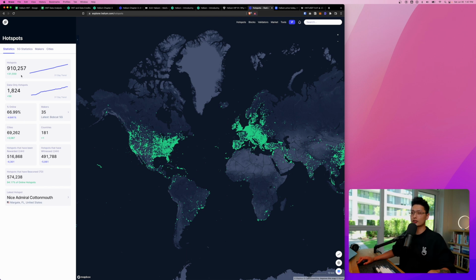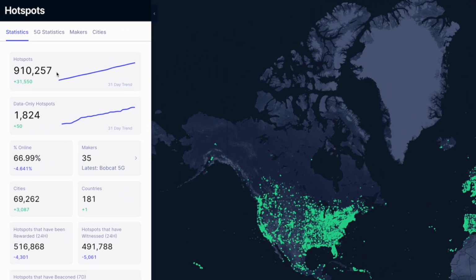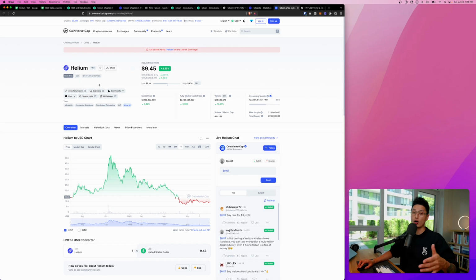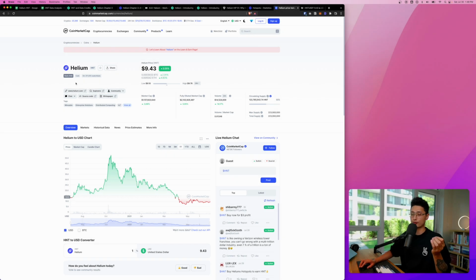With that said, currently we have around 910,000 miners globally. And out of all these 900K, 66.99% is actually online. In terms of the token price, it's at 9.45 today. But keep in mind, this is still a $1.1 billion market cap project. Out of thousands and thousands of crypto projects, this one is still ranked 48. And also remember, Helium Network solves a problem and has a utility to it. There are tons and tons of crypto projects hitting the markets every single day, and which of these projects is going to last for the long run, time will tell.